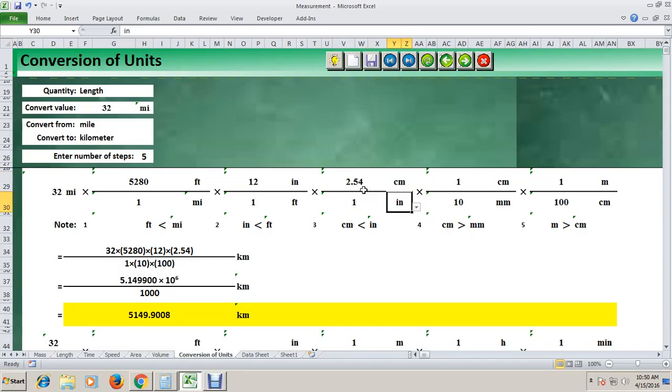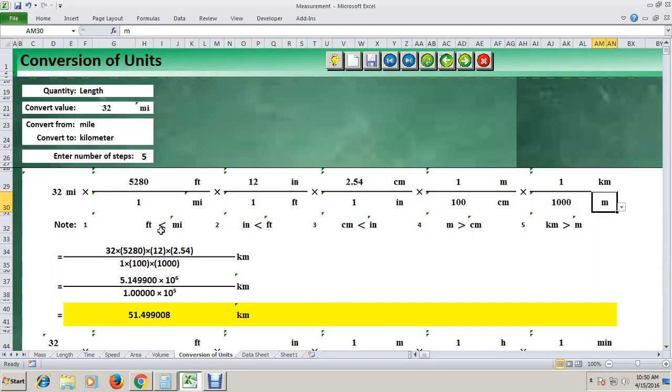For every 1 inch, you have 2.54 centimeters. Next is converting the number of centimeters to the number of meters. For every 100 centimeters, you have 1 meter. Then finally, converting meters to kilometers. Of course, for every 1 kilometer, you have 1,000 meters.